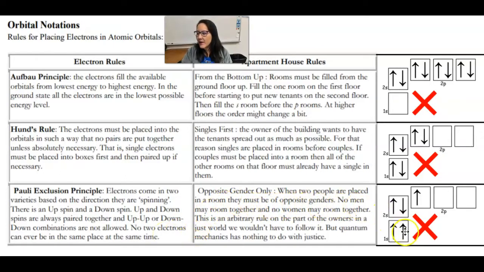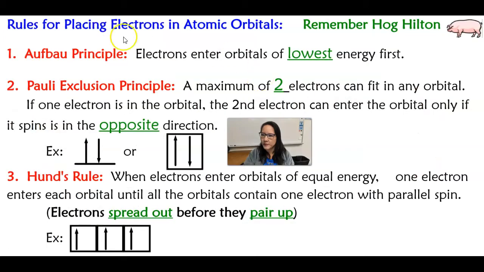So that means that in this 1s, I have two up arrows. That would violate the Pauli exclusion principle because if they're in the same space, they have to have opposite spins. So one up arrow, one down arrow to represent this.